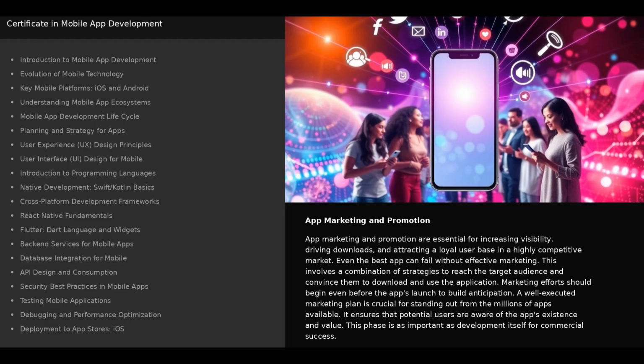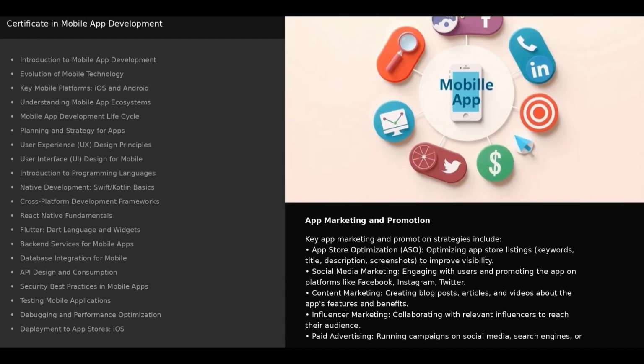This phase is as important as development itself for commercial success. Key app marketing and promotion strategies include App Store Optimization, ASO, optimizing App Store listings, keywords, title, description, screenshots to improve visibility. Social media marketing, engaging with users and promoting the app on platforms like Facebook, Instagram, Twitter. Content marketing, creating blog posts, articles, and videos about the app's features and benefits. Influencer marketing, collaborating with relevant influencers to reach their audience.